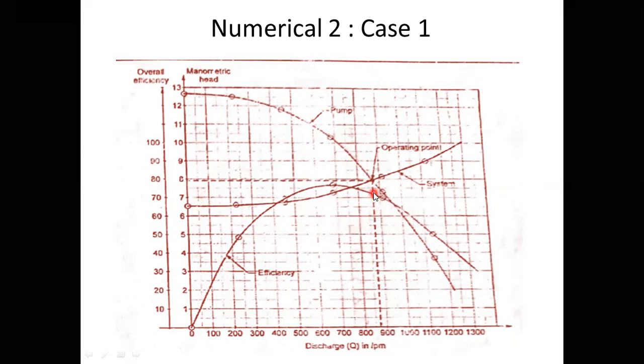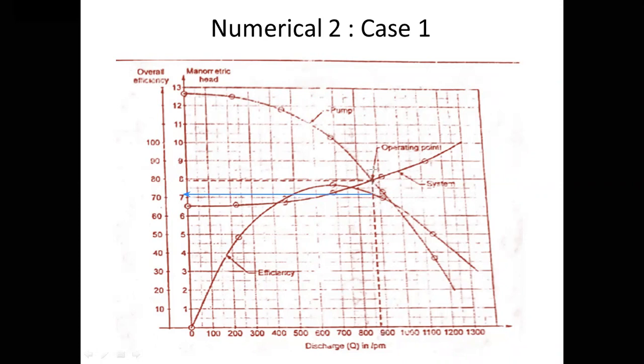Okay, so we can see the vertical projection intersects the efficiency curve over here. So at the operating point, we can get the efficiency also. Efficiency at the operating point, if you take an exactly horizontal line, is about 72% something. Head at the operating point is 7.9 something, and discharge in LPM is something like 880. Okay, so we have got the values at the operating point.